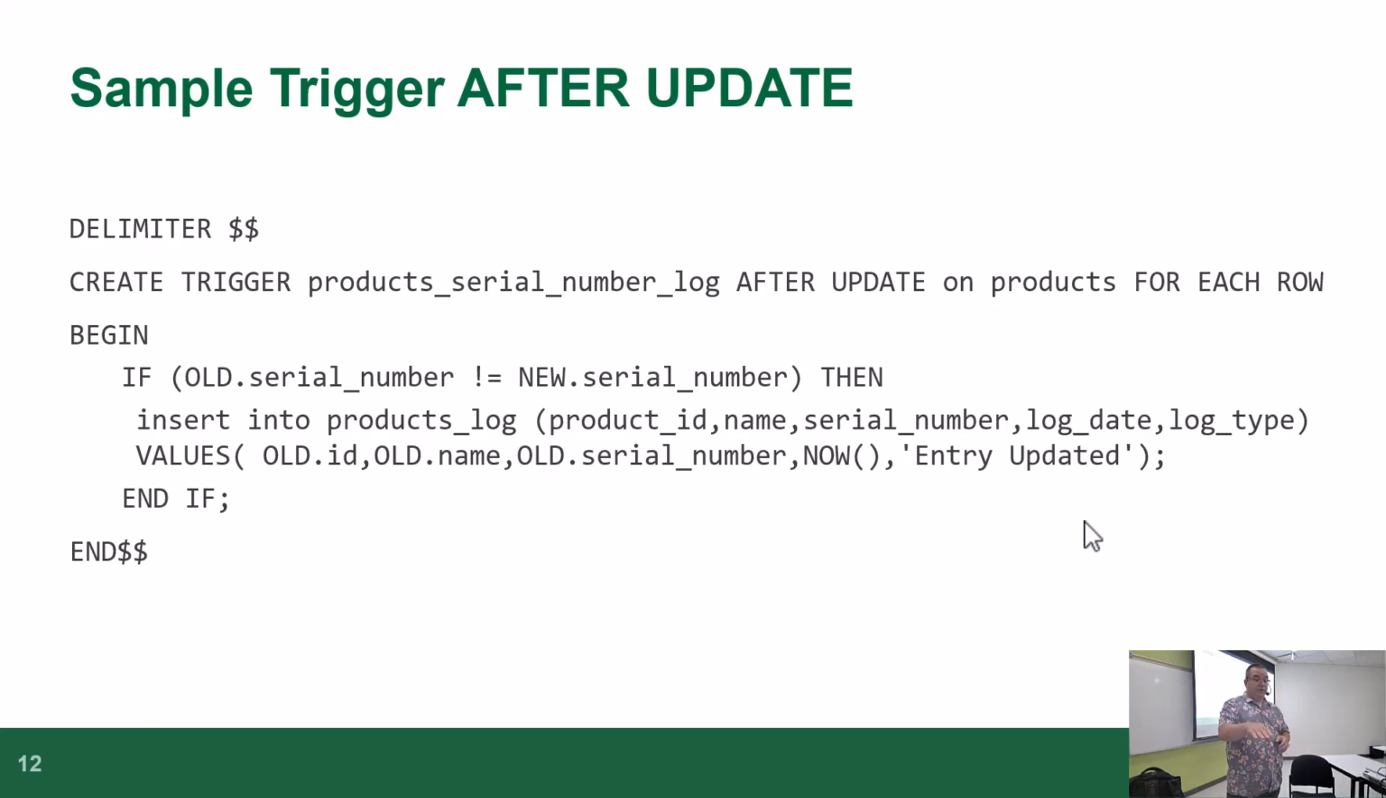Now I'm doing an insert into product log. So essentially, the record was updated. It was written to the disk. After that succeeds, it'll actually create a log entry showing old ID, new ID, when it was updated, and a little note. End if and end. So every single time a serial number would have been changed in the products table, it would create a log so we had a history of what the serial numbers were.